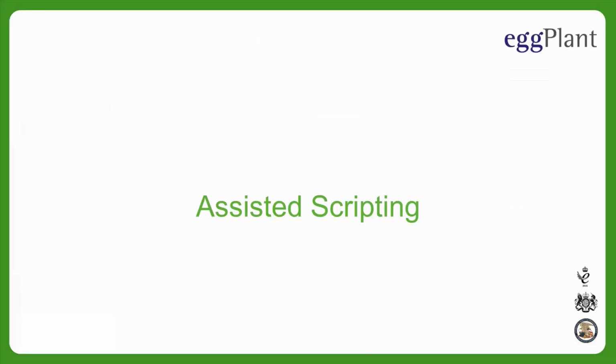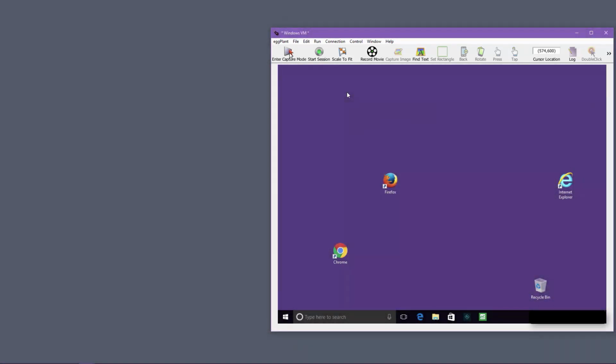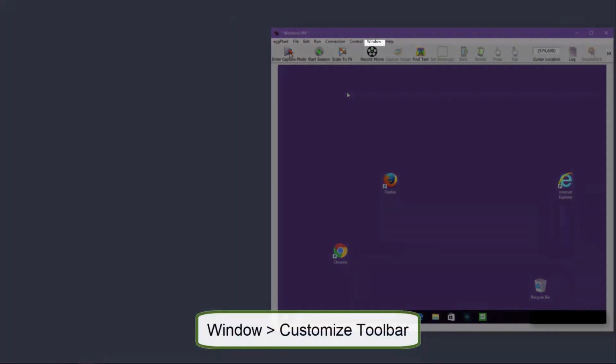The next part of this video focuses on assisted scripting, which heavily uses the buttons on the viewer window toolbar. The toolbar comes with a default set of widgets, but can be customized with many more by accessing Customize Toolbar under the Window menu in the viewer.